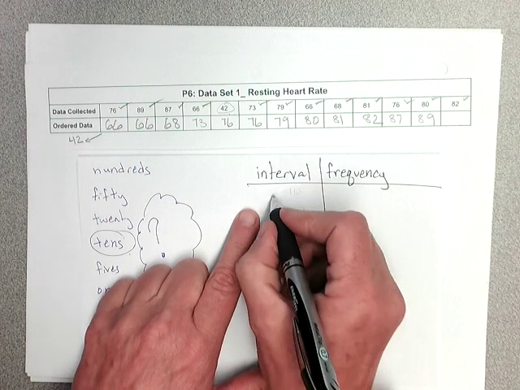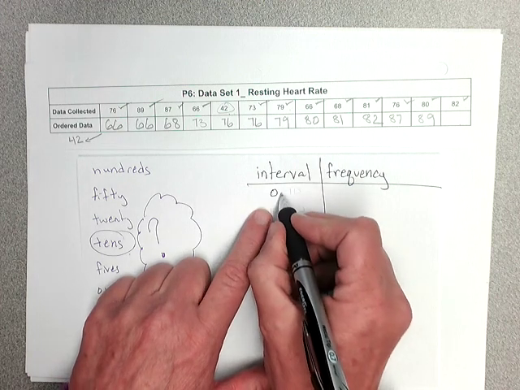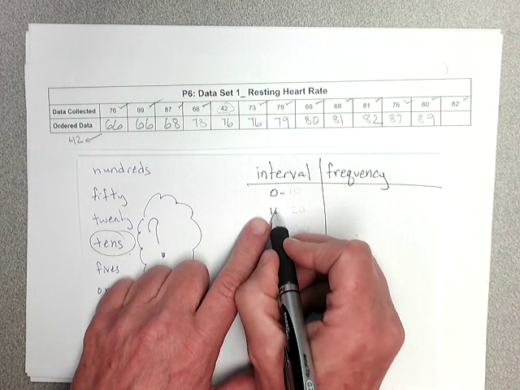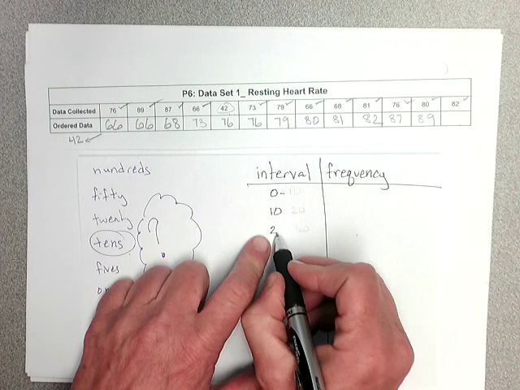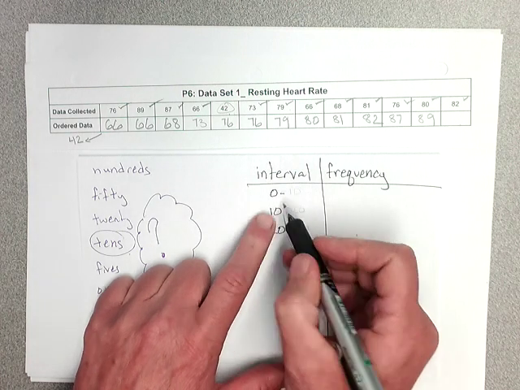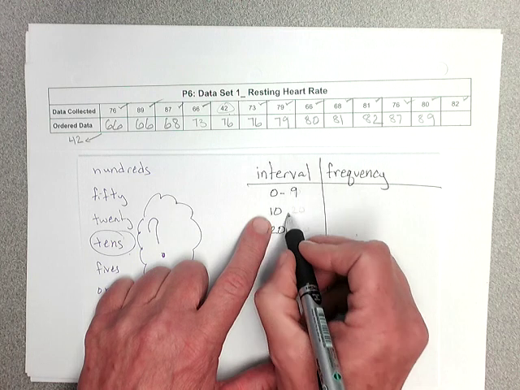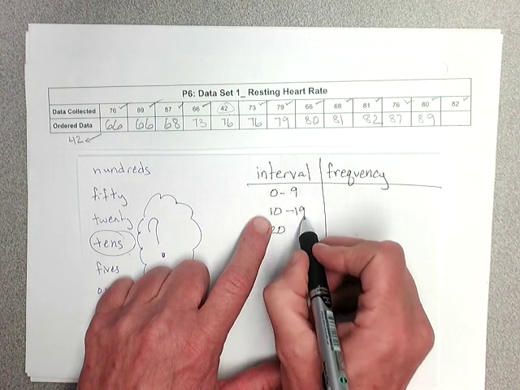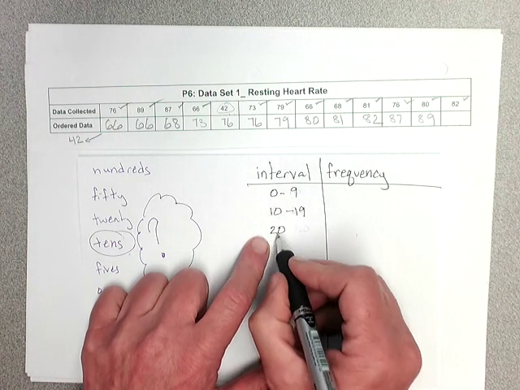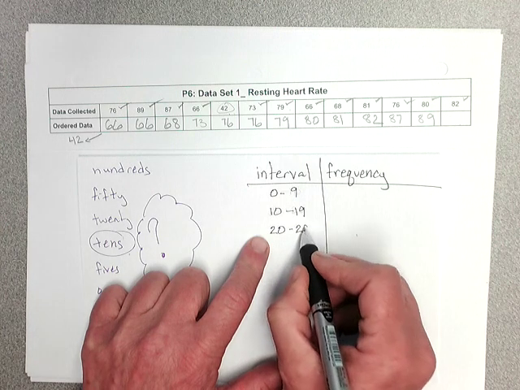So if I'm counting by 10s, I'm going to start from 0. My next group is going to start with 10. My next group is going to start with 20. And then it's going to go 0 to 9. And then the next group will be 10 to 19, the teens, 20 to 29.